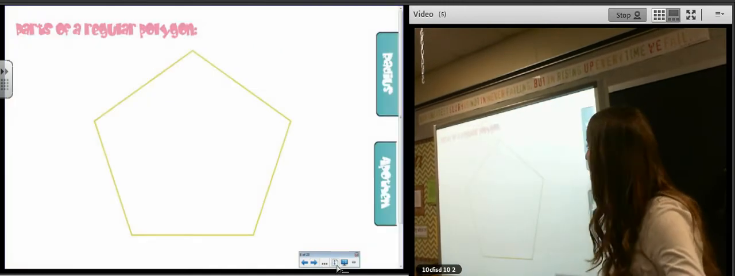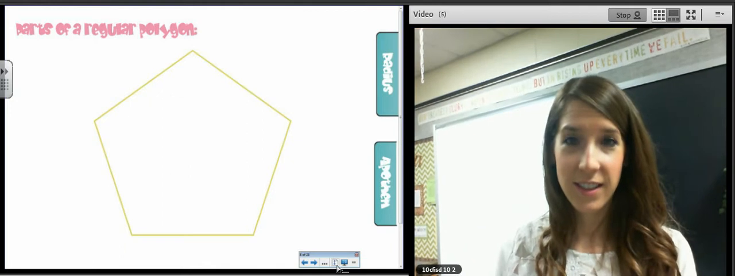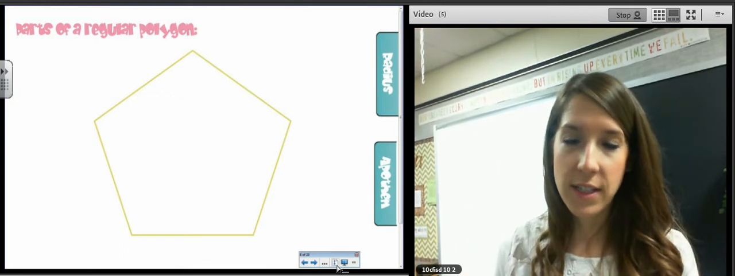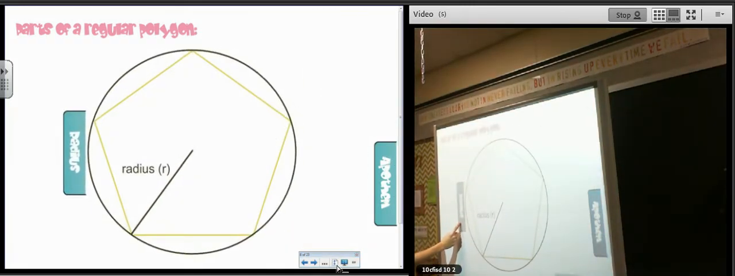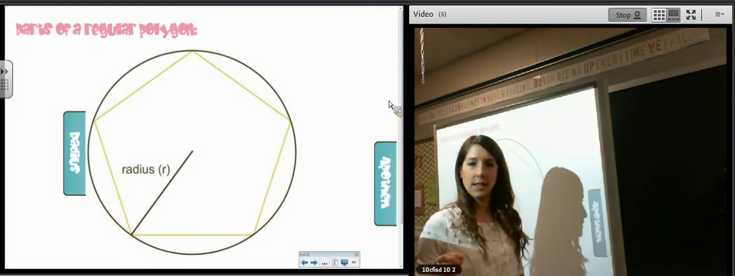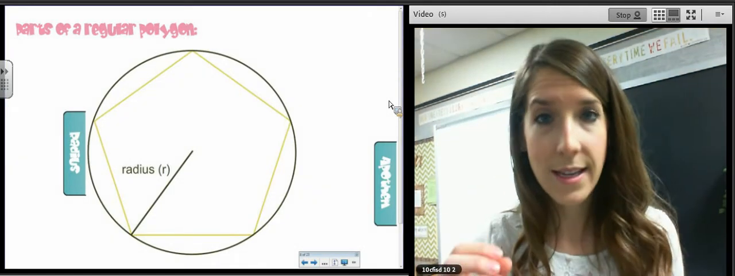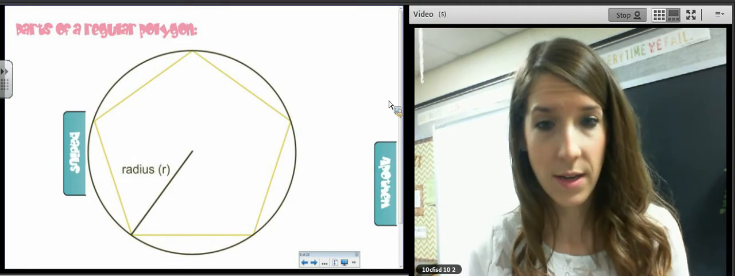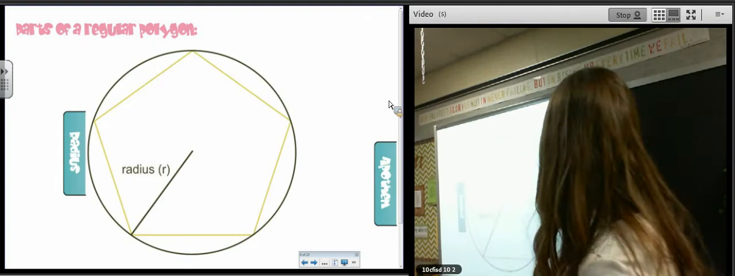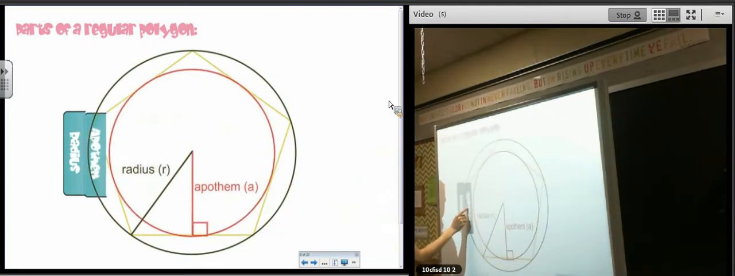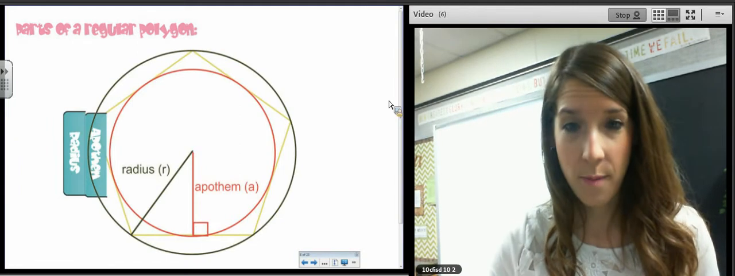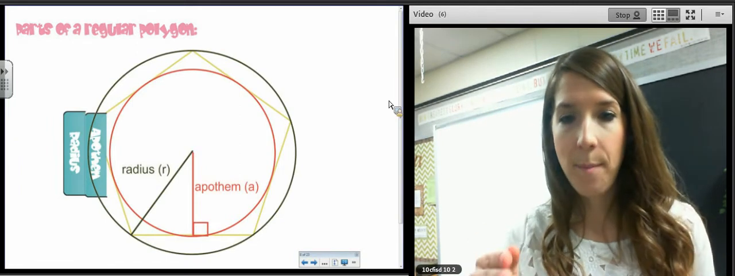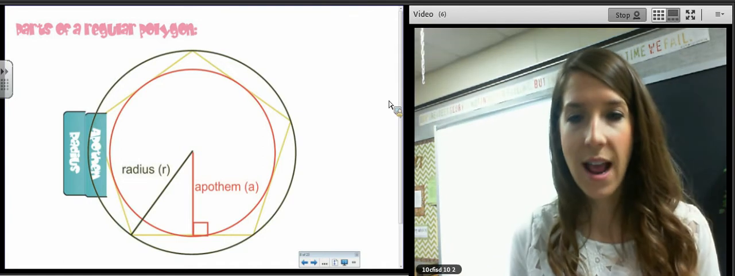So here I have a nice, beautiful, regular pentagon. Okay, so what I'm going to do first is show you what happens when the pentagon is inscribed in the circle. When the pentagon is inscribed in the circle, the radius of the circle is the radius of the pentagon. Now, if I circumscribe the pentagon, then the radius of that circle, the coral colored one, is the apothem of the pentagon. Okay? And the radius and the apothem and half of the side, together they make a nice right triangle.